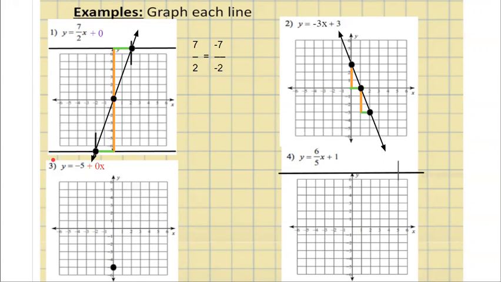The line of this equation can also be defined as the set of points which satisfy, or make true, a given equation. So this can be thought of as all of the points where y equals negative 5.